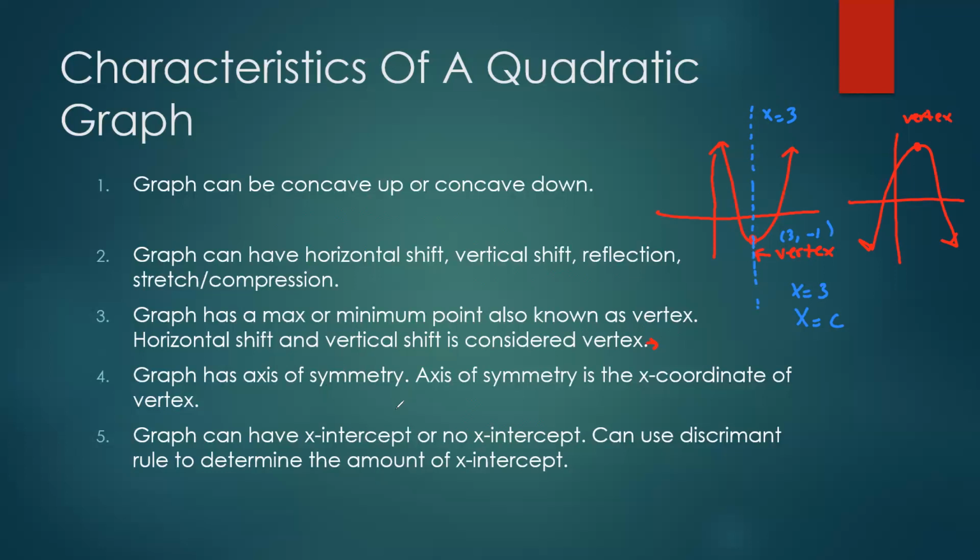A graph can have an x-intercept or no x-intercept. It says you can use the discriminant rule to determine the number of x-intercepts. That will be in another lecture, but basically the discriminant rule determines how many x-intercepts, or zeros, you have. Sometimes your quadratic function may not go through the x-axis. So what I mean is a quadratic can go like this. See how it doesn't touch the x-axis at all. So you may or may not have an x-intercept.